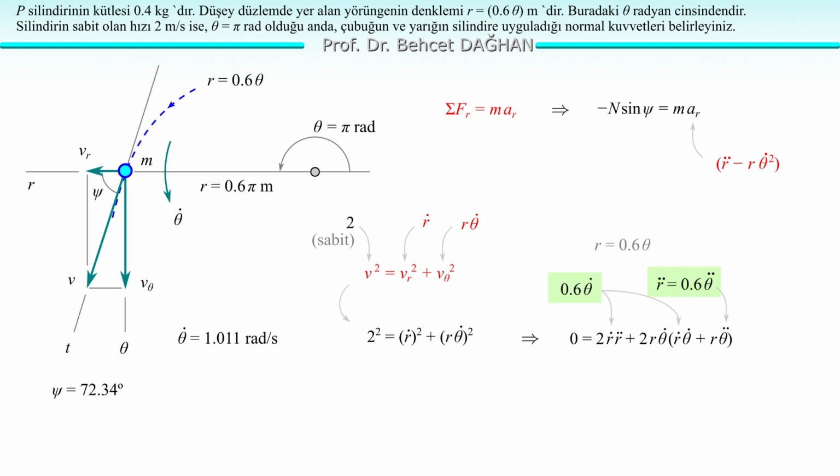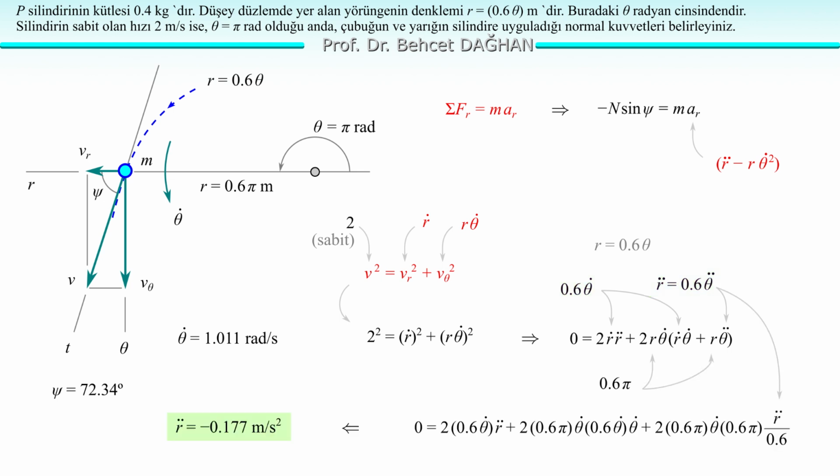We already found the r dot, 0.6 theta dot. We got theta dot. Now something new. We find theta double dot as follows. If we take the derivative twice in the theta relation of the function r, we get r double dot equals 0.6 theta double dot. If we isolate theta double dot from there, we obtain theta double dot in terms of r double dot. There is nothing unknown anymore.